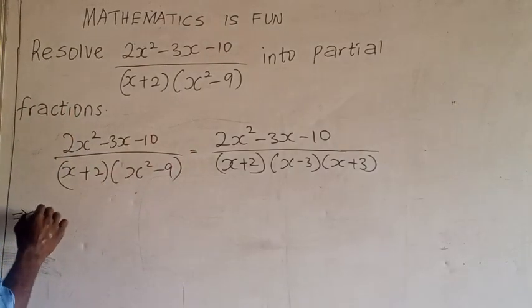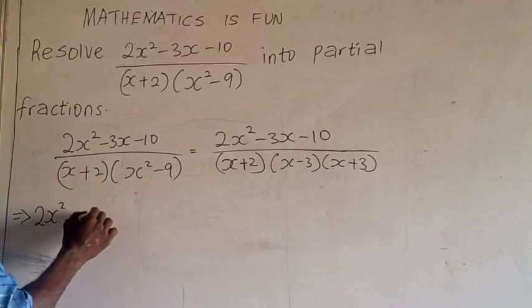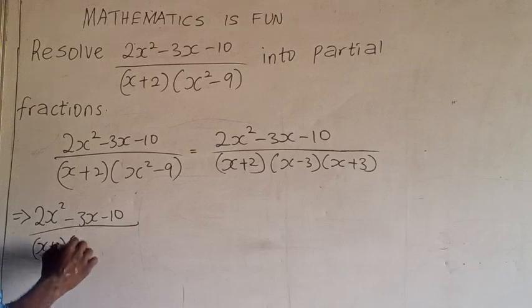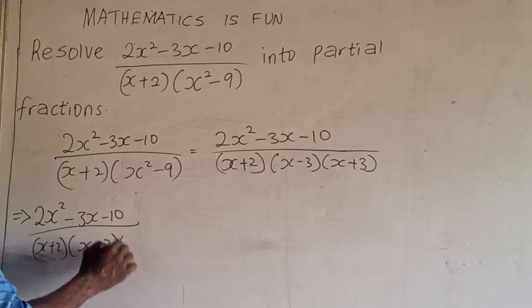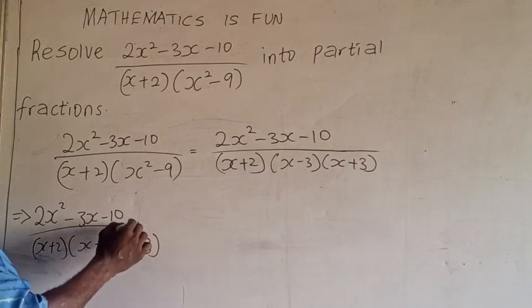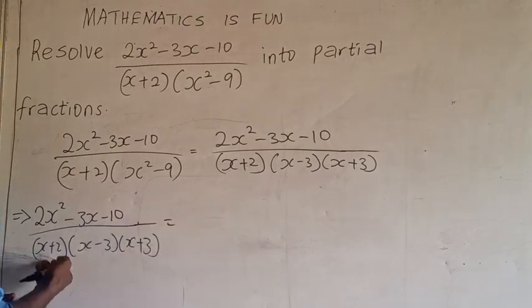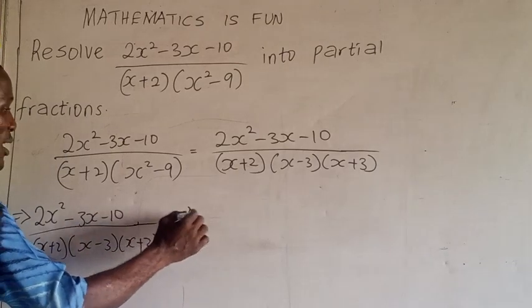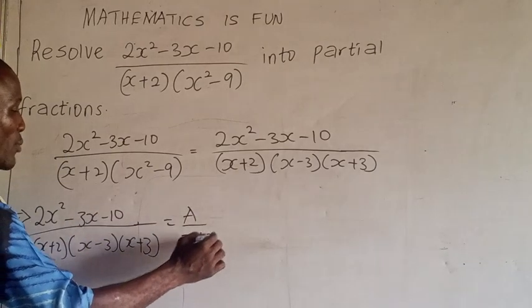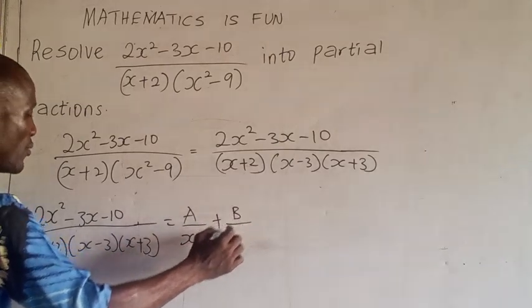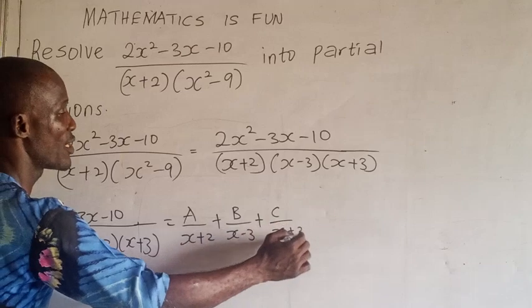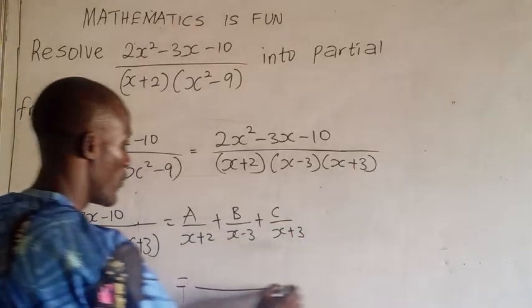So with this, let us resolve this compound fraction into partial fractions. Now we don't have anything quadratic. Each of them stands alone here, so that will give us A over x plus 2, plus B over x minus 3, plus C over x plus 3. So what do we do? Just look for the LCM.